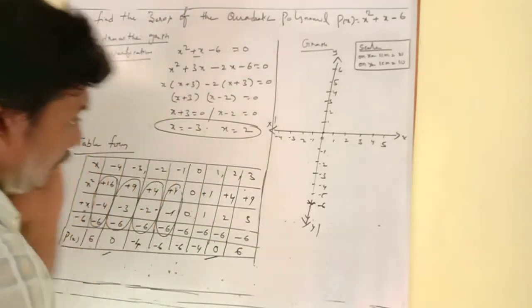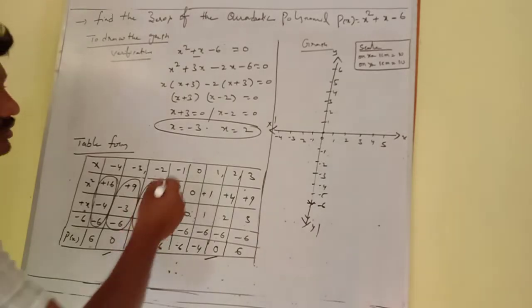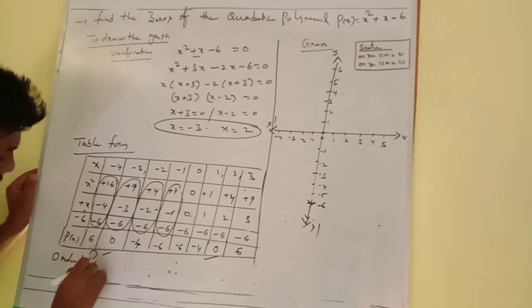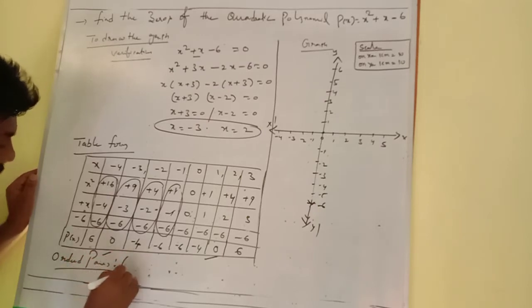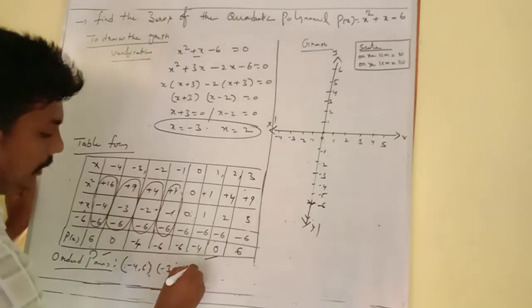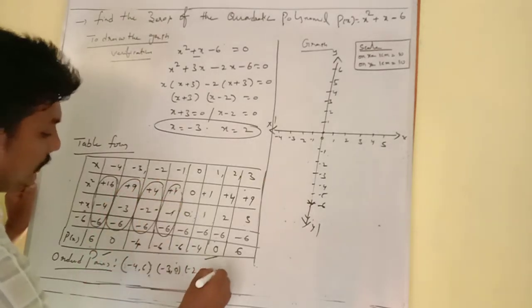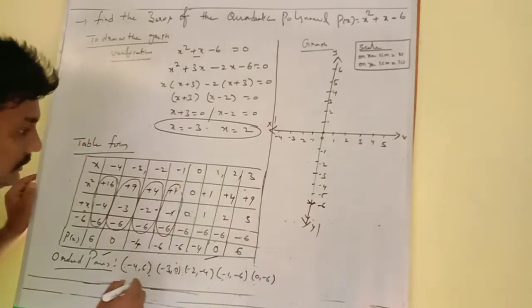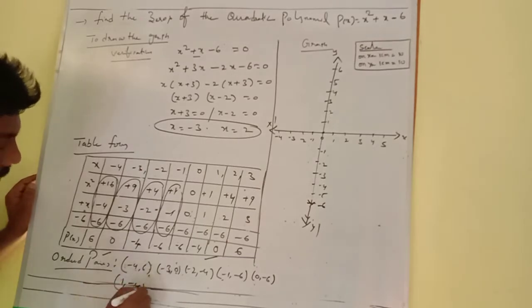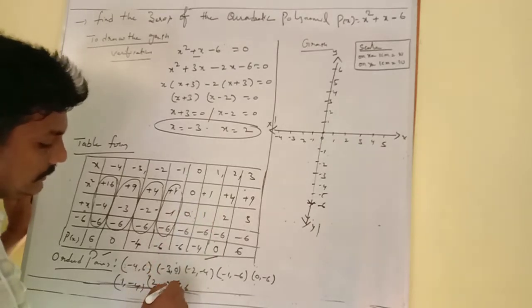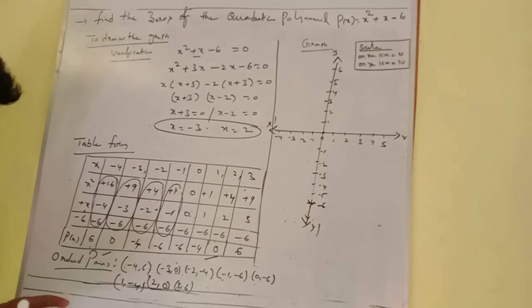So how to draw the graph? Before drawing the graph, we have to write the ordered pairs. The ordered pairs: first one is minus 4, comma 6. Second one is minus 3, comma 0. Third one is minus 2, comma minus 4. Next one is minus 1, comma minus 6. Next 0, comma minus 6. Next 1, comma minus 4. Next 2, comma 0. Next 3, comma 6. These are the ordered pairs.